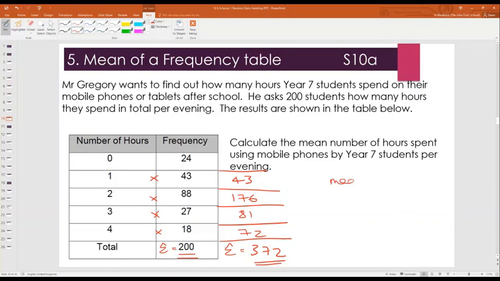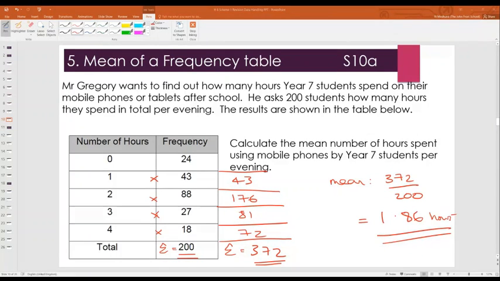So the answer for our mean for this one is 372 divided by 200. So type that in the calculator. I got 1.86. And we're talking about hours spent, so 1.86 hours is what I got for that one.